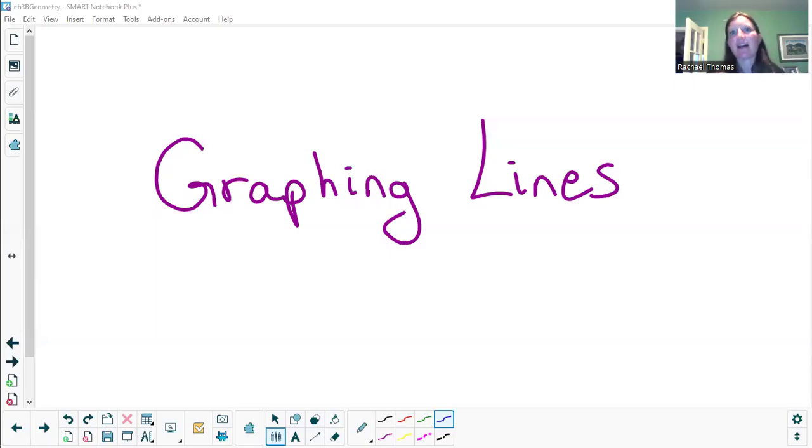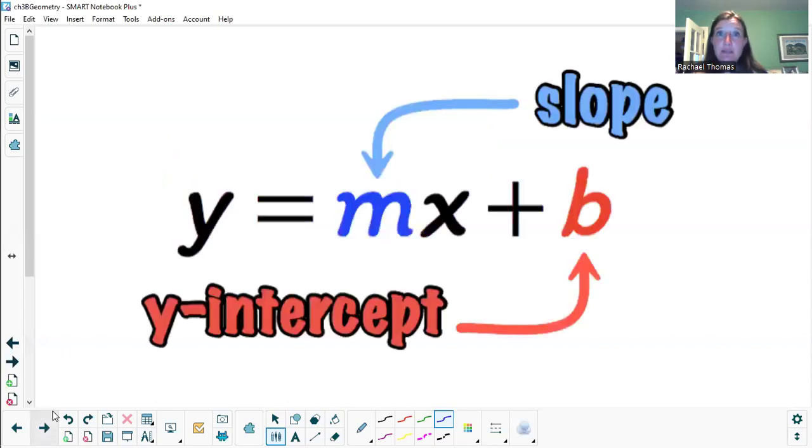Today we're going to be graphing lines. This is not the short little 1 minute brief explanation. This is the full length explanation of how to graph lines. This is an Algebra 1 concept talking about if you're given an equation of a line, how do you produce the graph that goes with that line? So let's jump right into it.